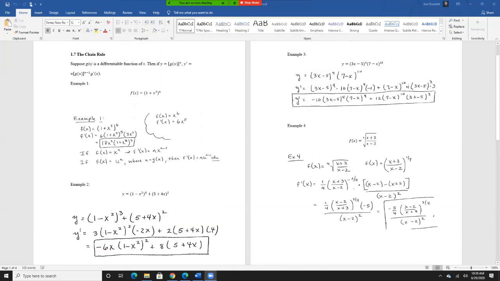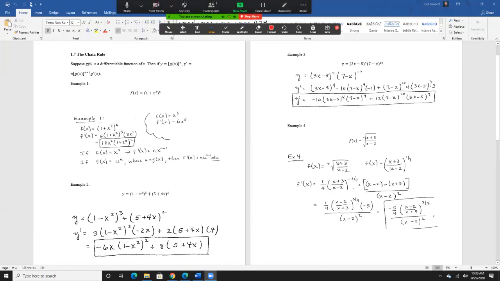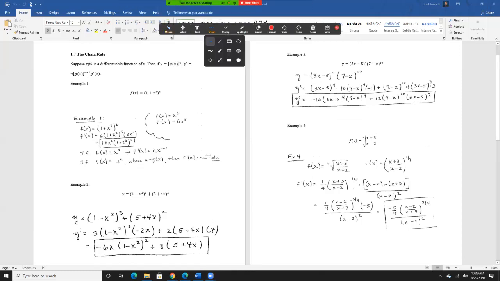So let's go up here and take a look at example 3. Example 3 is not only chain rule because we have functions raised to powers, but we have a product, right? We're actually multiplying. There's no plus or a minus in between. So we're going to have to use the product rule and the chain rule.